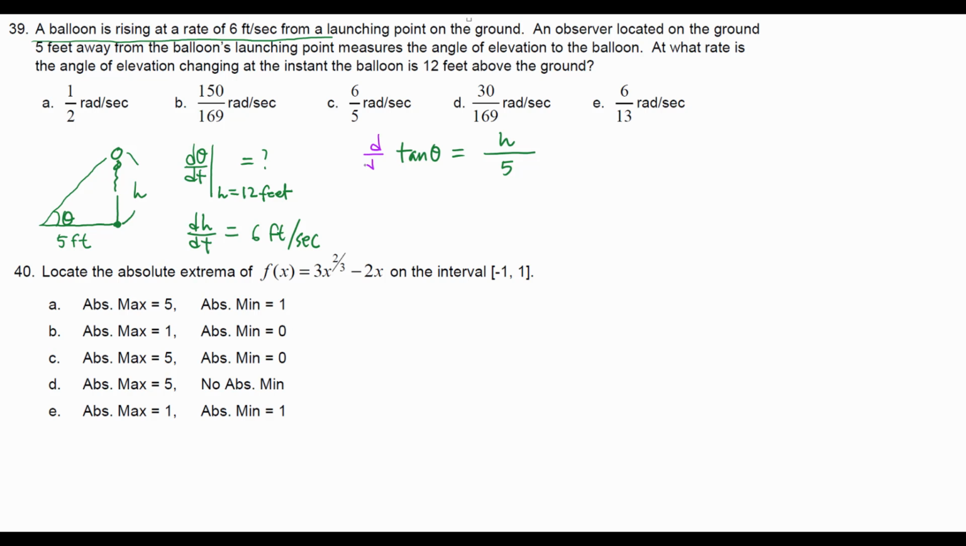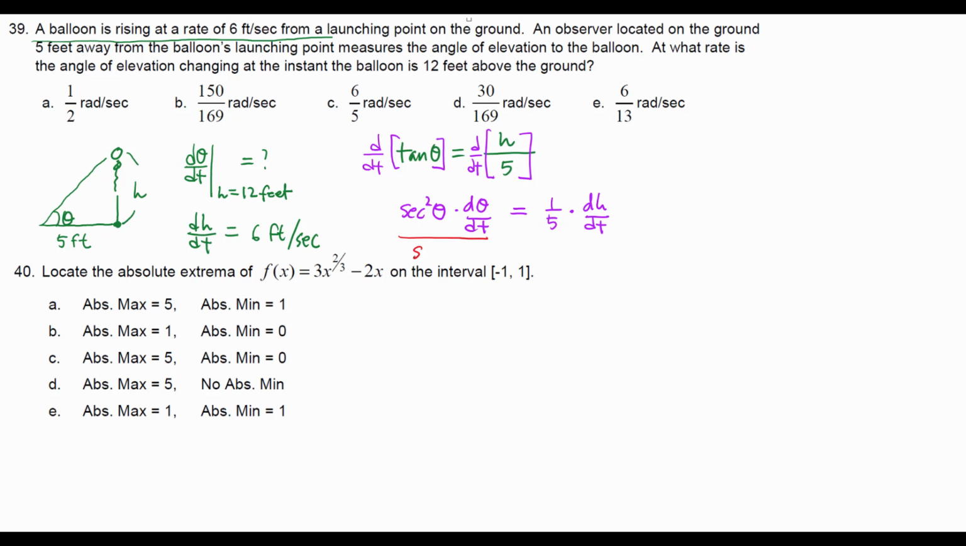So if you do that, d/dt of tangent theta has to be equal to d/dt of h over 5. So the derivative of tangent theta is secant squared theta d theta/dt, which is equal to, let's look at that as 1/5 times the h. So the derivative of that will be 1/5 times dh/dt. And because we are trying to get d theta/dt right now, you can divide both sides by secant squared.